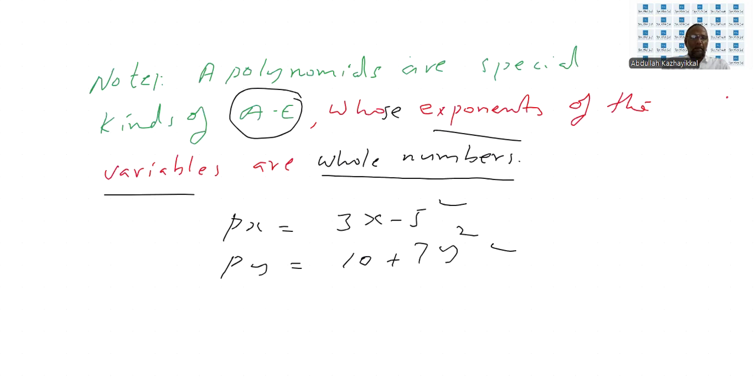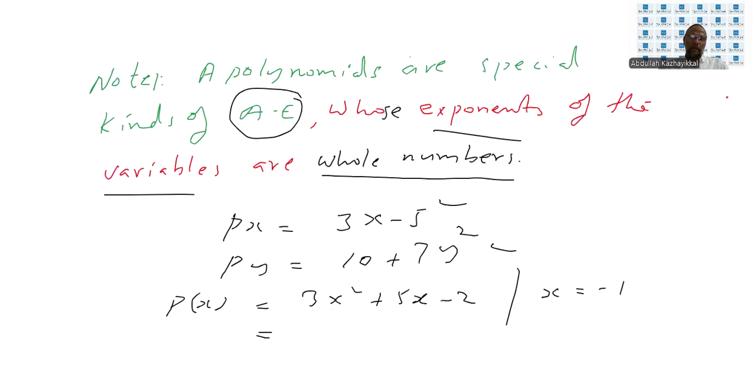Suppose I am writing a polynomial P(x) equal to 3x square plus 5x minus 2. Suppose x is equal to minus 1. Can you find out the value of the polynomial? You can try. All of you please find the value of the polynomial when x is equal to minus 1.